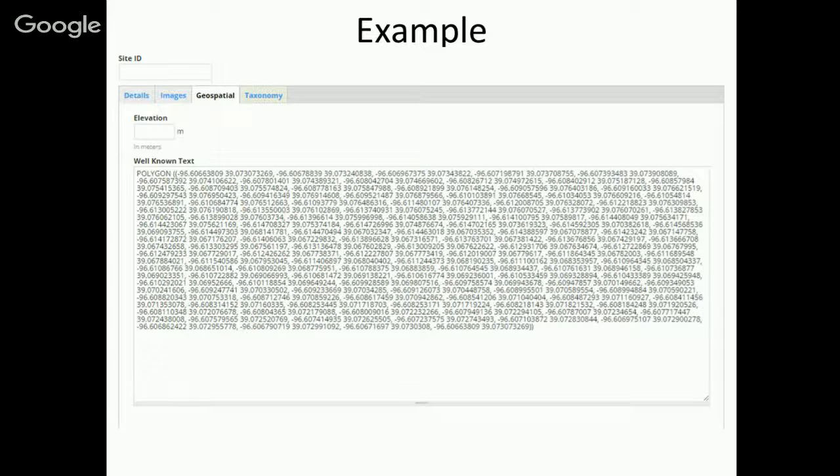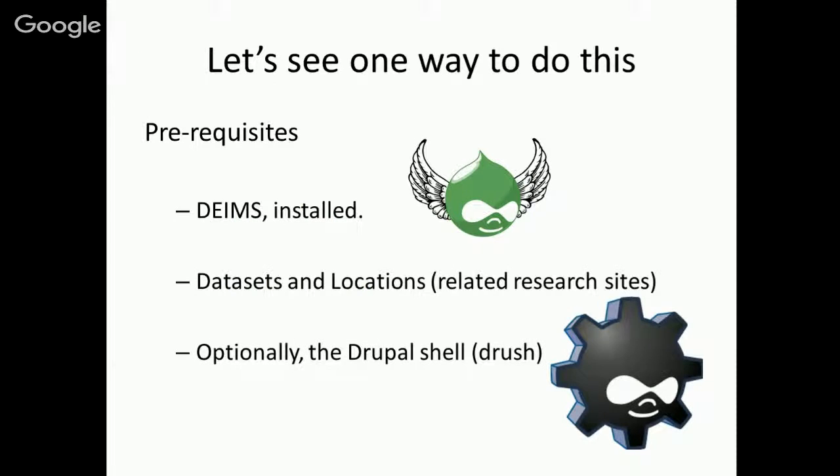All right, so having done that, let's move on to how to render this as a nice map of features. So there are a few requisites, right? I'm assuming that you have DEIMS installed, and that in this DEIMS instance, you have a number of data sets and locations related to these data sets. Okay. And optionally, it's not mandatory, but Drush makes things easier. So if you have Drush and you are comfortable with the command line, that will help a lot.